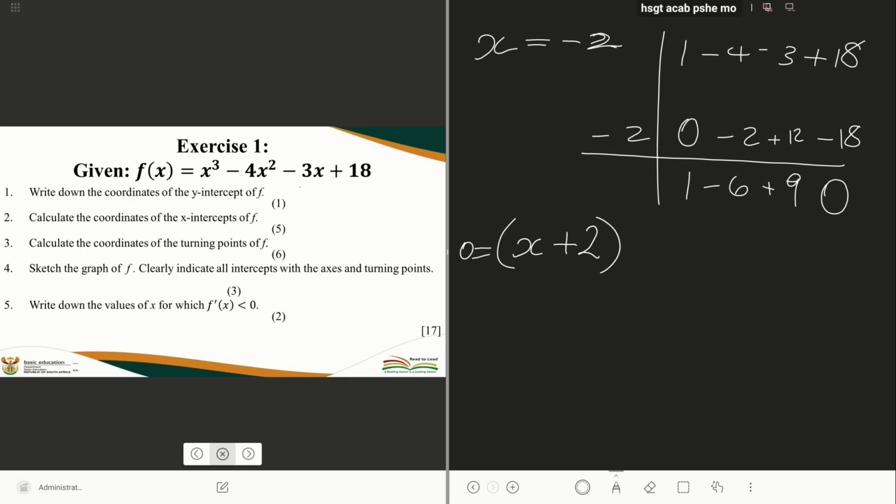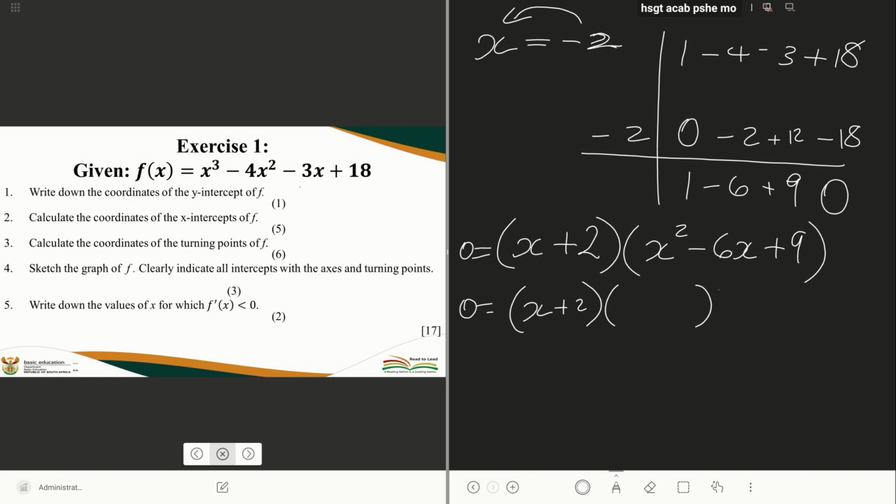Where does this x plus 2 come from? From transposing that negative 2x to that side. And then I'll be having x squared, negative 6x plus 9. So I can now continue and factorize this to be what? To be x plus 2. Here I can choose 3 times 3. It's 9. 3 plus 3 can be 6. So negative 3, negative 3. So it's going to be x and x there.